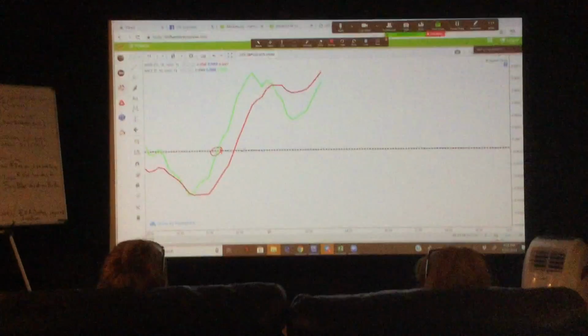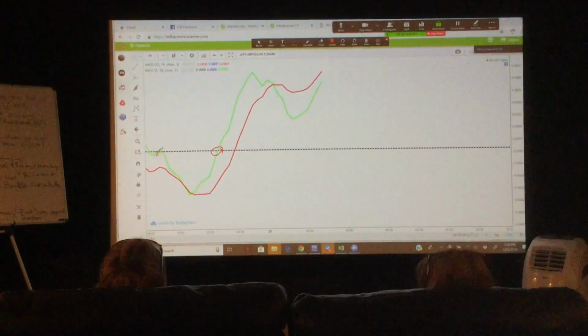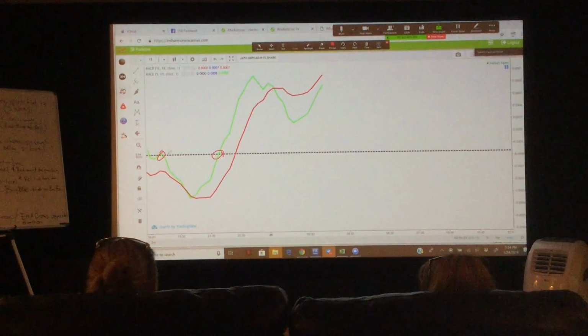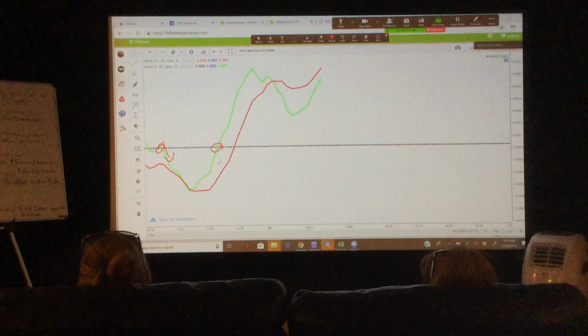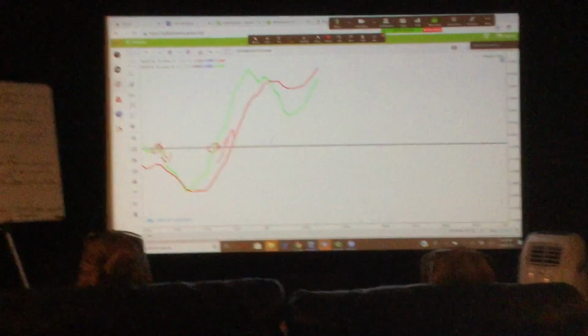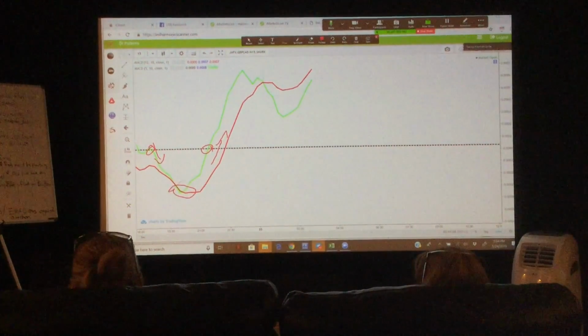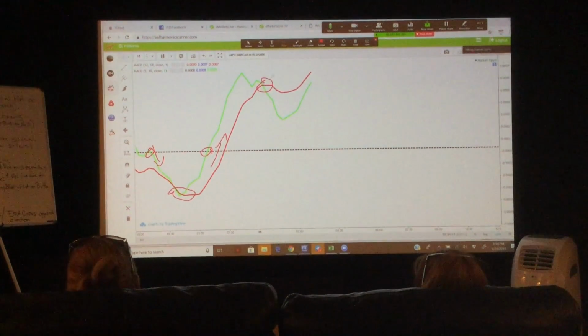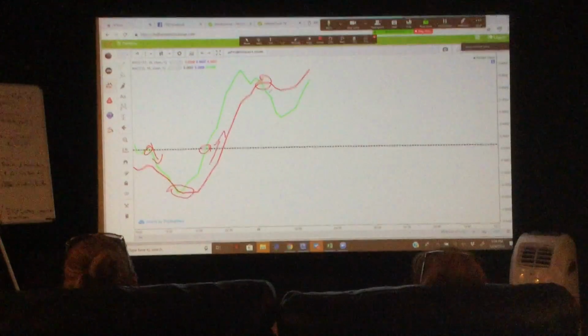What do you do? You buy. When the green crosses down, what do you do? You sell. When it goes down, what do you do? Sell. When it crosses up, what do you do? Buy. When it crosses here, what do you do? Exit. When it crosses here, what do you do? Exit. You see, I don't want this hard. I need this very simple.